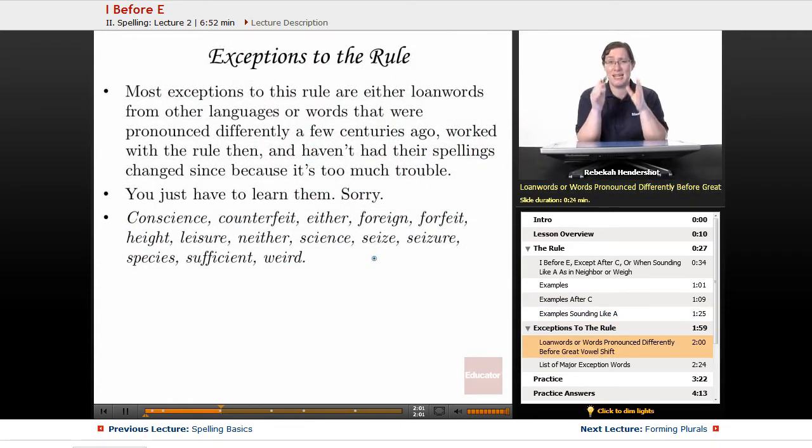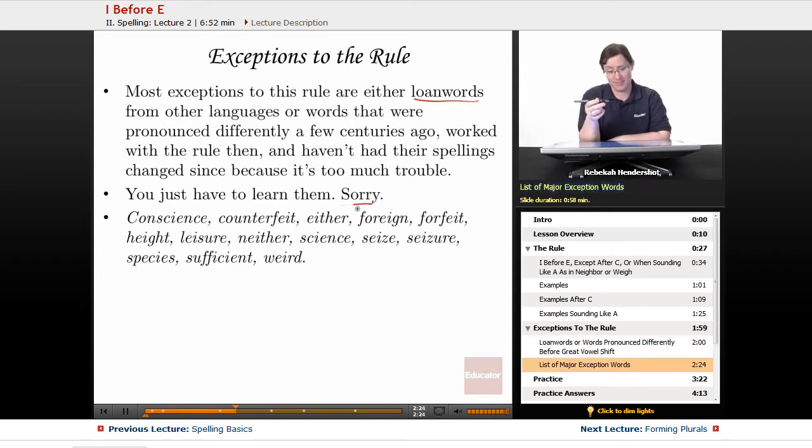Alright, so here are some exceptions to the I before E rule. Most exceptions to this rule are either loan words from other languages or words that were pronounced differently a few centuries ago, before the great English vowel shift. They worked with the rule then, and they haven't had their spellings changed since because, frankly, it's too much trouble. Yeah, English speakers are lazy. You just have to learn the exceptions. Sorry.